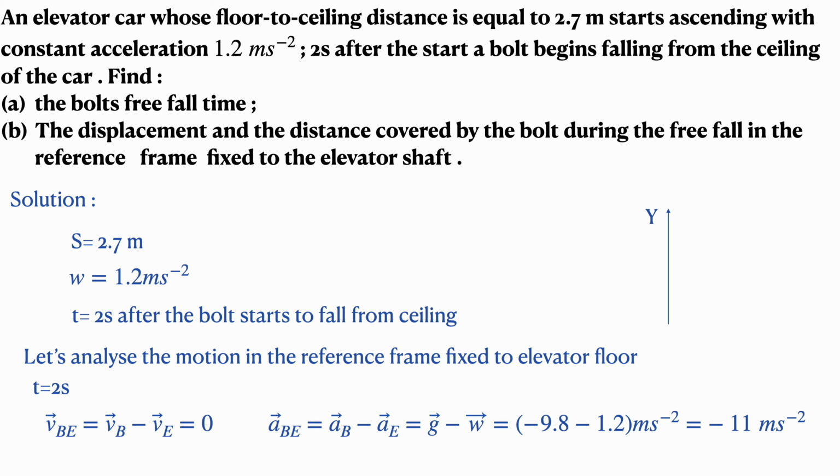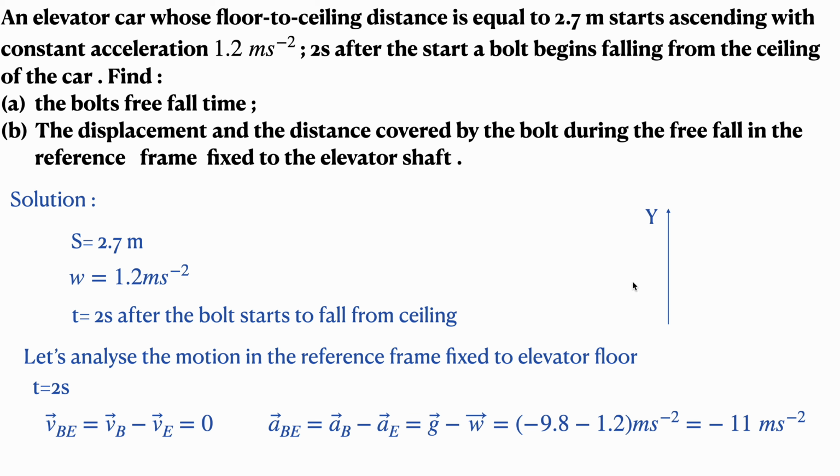An elevator car whose floor to ceiling distance is equal to 2.7 meter starts ascending with constant acceleration 1.2 meter per second square. 2 seconds after the start, a bolt begins falling from the ceiling of the car. Find the bolt's free fall time, the displacement and distance covered by bolt during the free fall in the reference frame fixed to the elevator shaft.